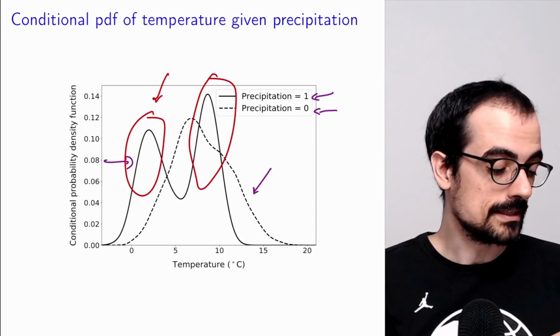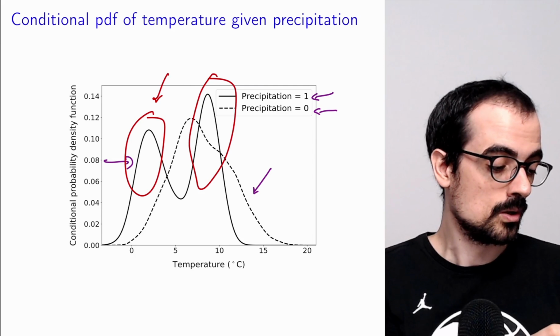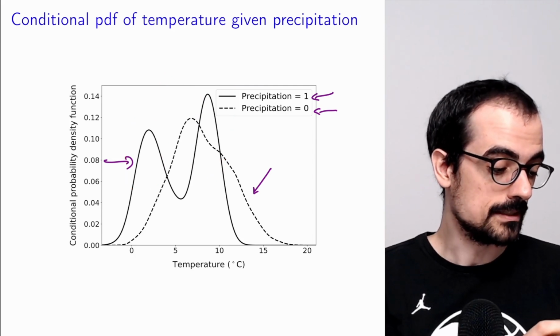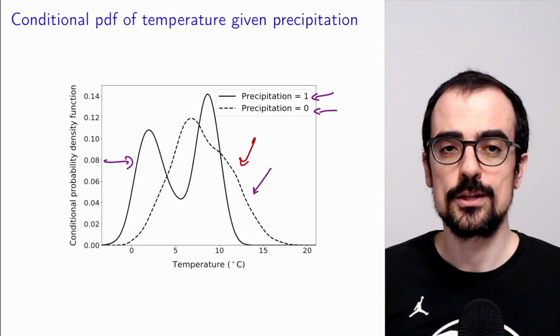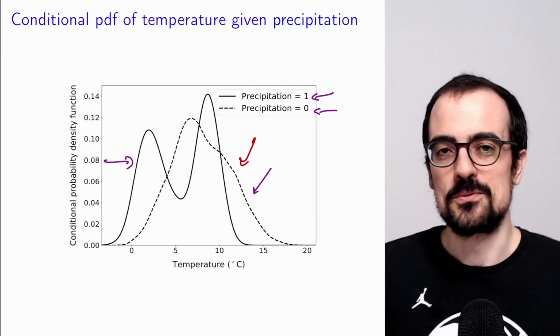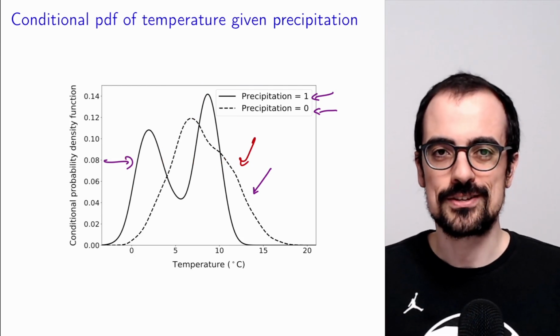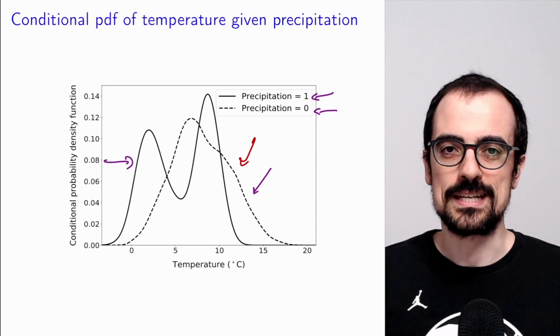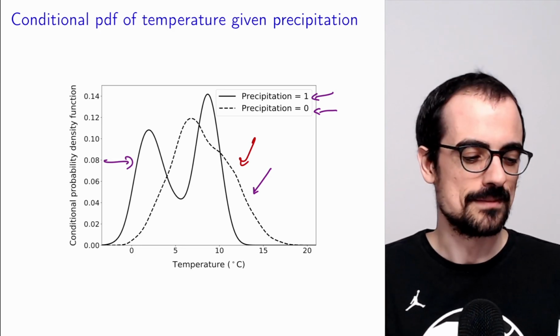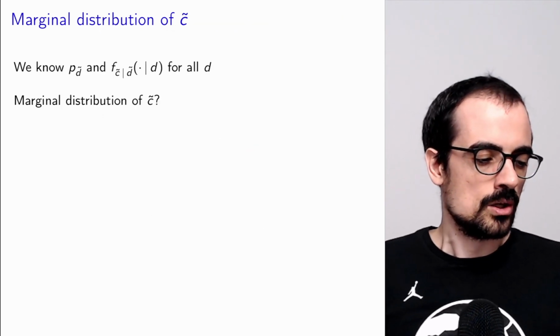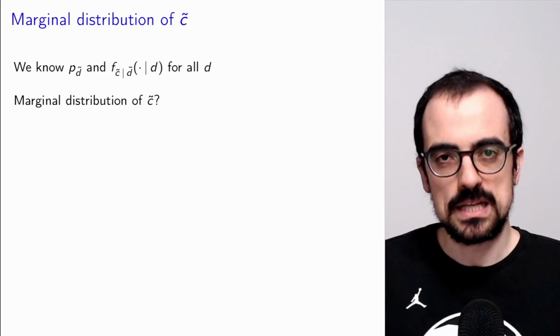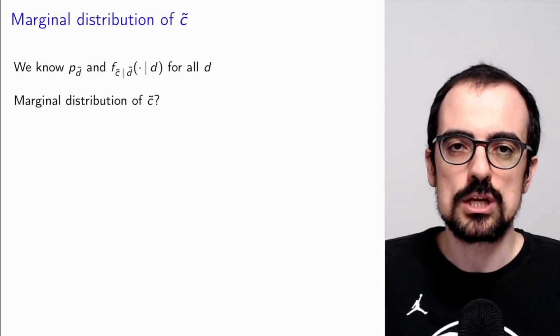In contrast, when there's no precipitation, the conditional PDF is unimodal. It looks much more normal. So yeah, we see some interesting stuff arise when we consider the conditional distribution between temperature and precipitation. Okay, so now let's talk a little bit about how we manipulate these objects.